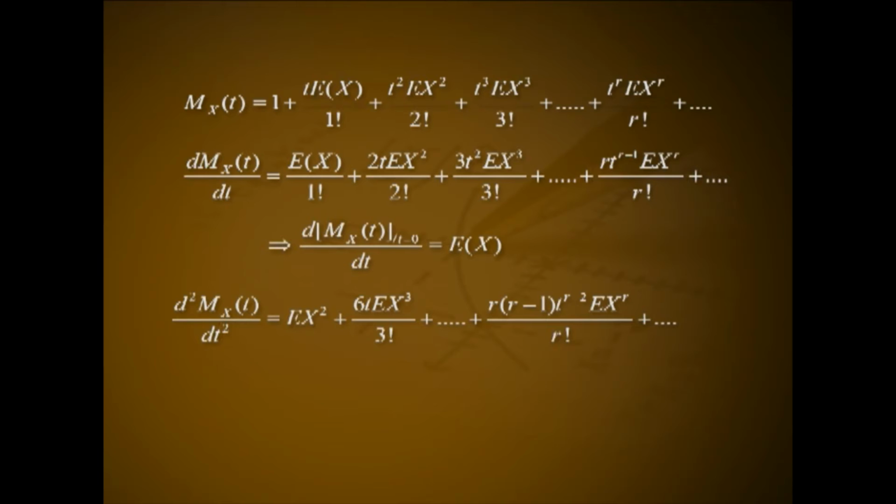d square by dt square of M_X(t) is equal to the expectation of X square plus 6t into the expectation of X cube by 3 factorial plus etc., plus r into r minus 1 into t raised to r minus 2 into the expectation of X raised to r by r factorial plus etc. This implies d square by dt square of M_X(t) at t equal to 0 is equal to the expectation of X square.